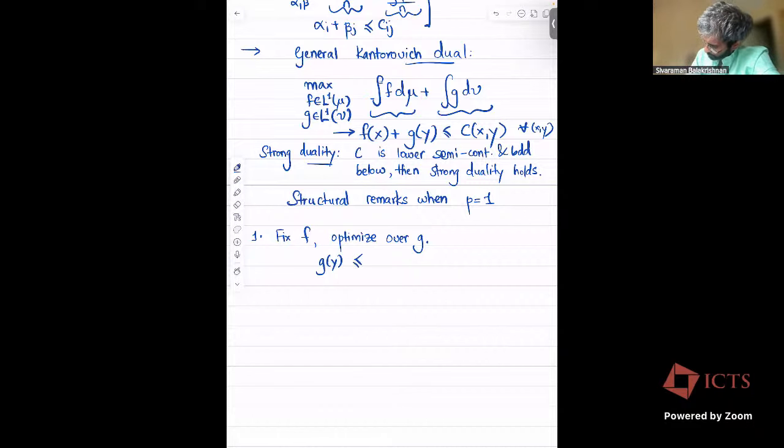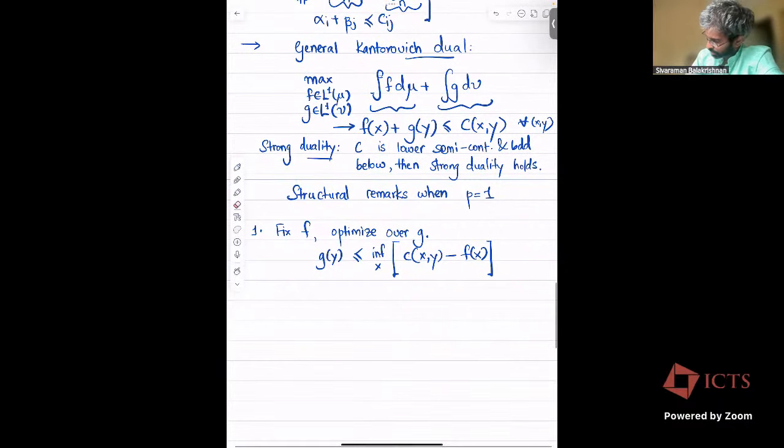less than c of x,y minus f of x. It has to hold for every x, this constraint. So it makes sense to define g as the largest possible value that you can put in. We'll just call this the C transform of f, and this is the C transform of f at the point y. This terminology will make sense in a second.